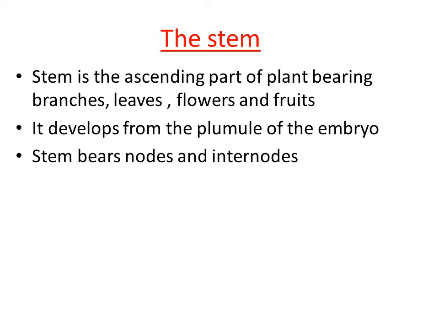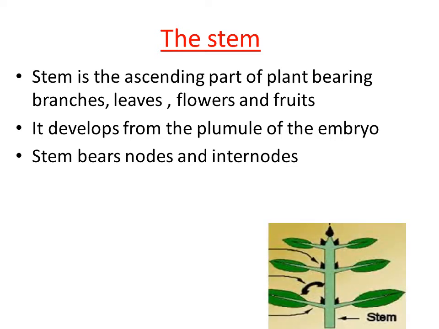If you look into the stem, we can identify two main regions. One is the node and another region is the internode. So nodes and internodes are the two regions found in the stem. Then what do you mean by node? Node is a part of the stem from where the leaves and branches arise.